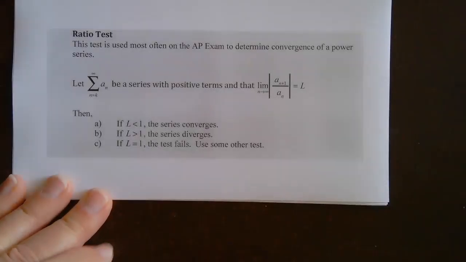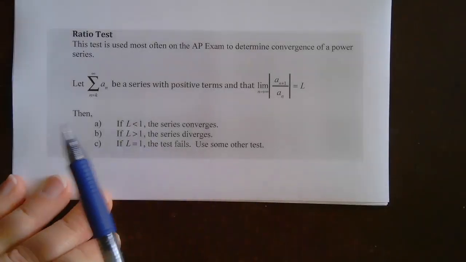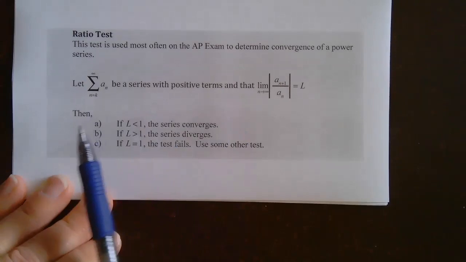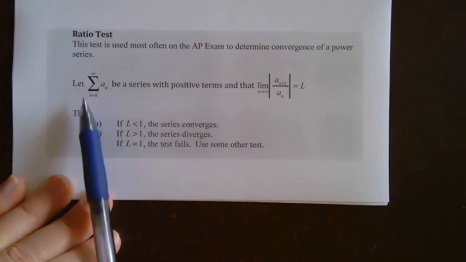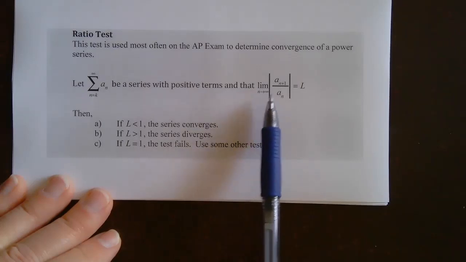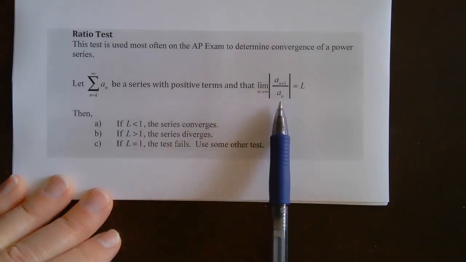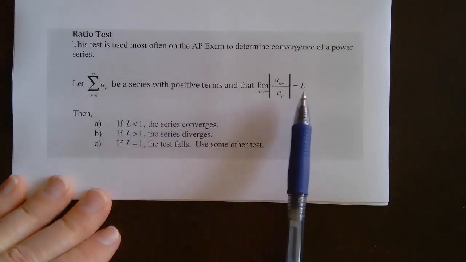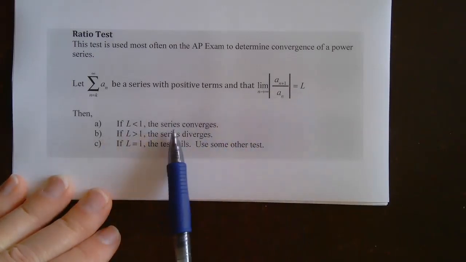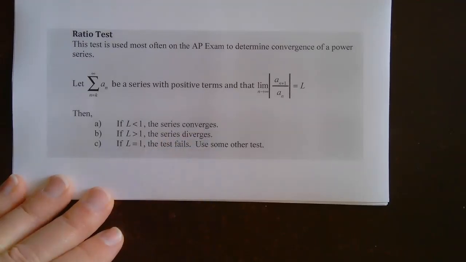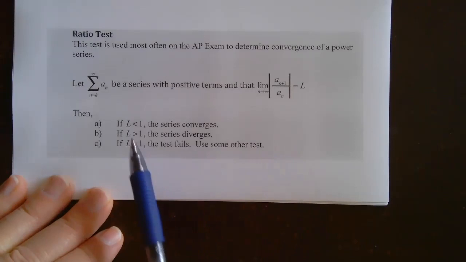So the next thing I want to do is review this thing called the ratio test. This is the most often used on the AP exam to determine the convergence of a power series. So let this be a series with positive terms, and the limit as n goes to infinity of the absolute value of a sub n plus 1 over a sub n is equal to L. If this number L is less than 1, then the series converges.